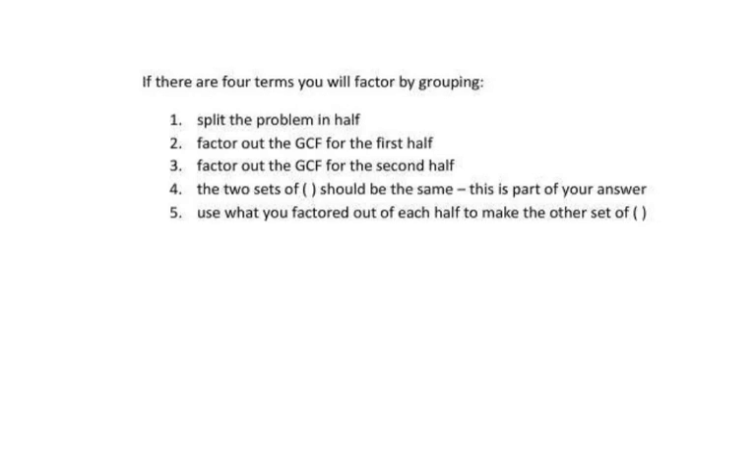We take the 4 terms and we group them into 2 parts. Step 1 is to split the problem in half. Just draw a line and cut it in half. You're going to pull the greatest common factor out of the first half. You're going to pull the greatest common factor out of the second half. This is what we did last week. Once you've done this, the 2 sets of parentheses you see should have the same thing. It's very important. This is part of your answer. You write it down. And then you take what you factored out of each half and put that as the other set of parentheses. So let's look at one.